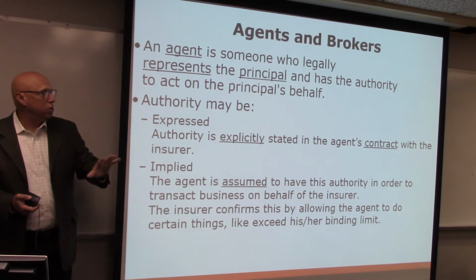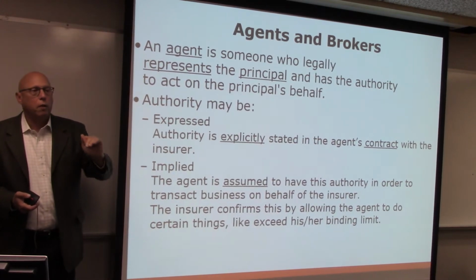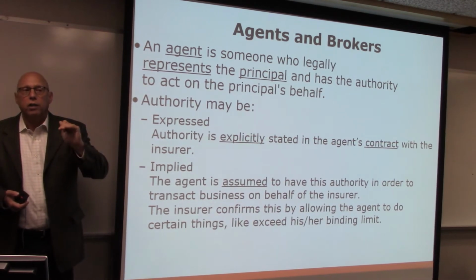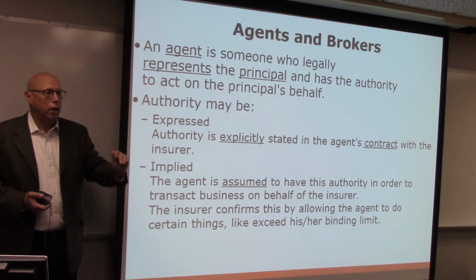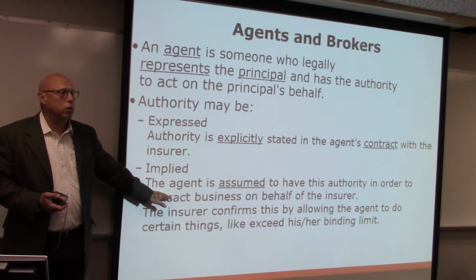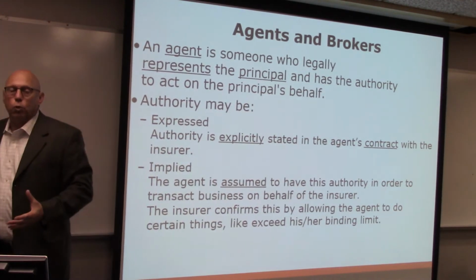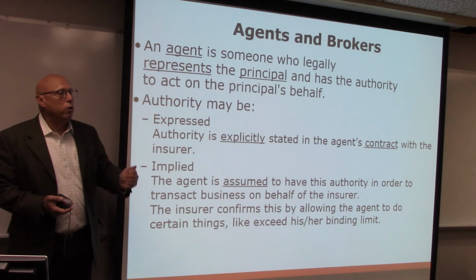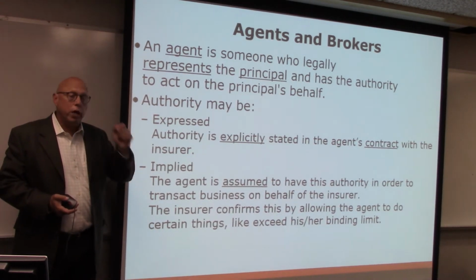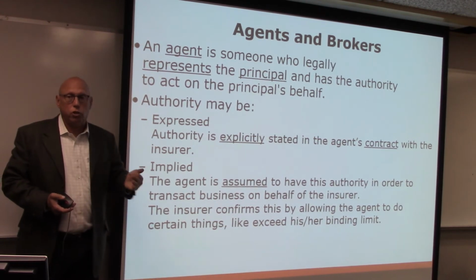So the insurance company has to be very careful. When an agent does something that's not listed in the contract, they have to come back and state very clearly, we're going to let you do this, but it's not in your contract. Otherwise, it becomes a legally binding action. So, exceed his or her binding limit. What does that mean? Well, it only applies to property casualty insurance, but when you get a new car, you call your insurance agent and you say, I just bought a new car.